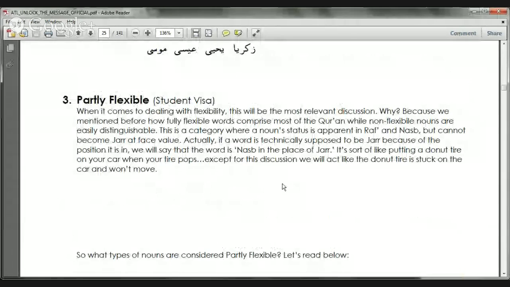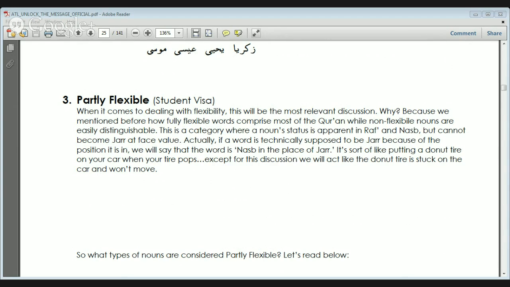When it comes to dealing with flexibility, this will be the most relevant question. Why? Meaning, why is something going to be partly flexible? That's all jargon. So this is a category, partly flexible, wherein you can only tell if the word is rafa or nasab, but cannot tell if it is jar at face value. Okay? So let's add that into the notes.